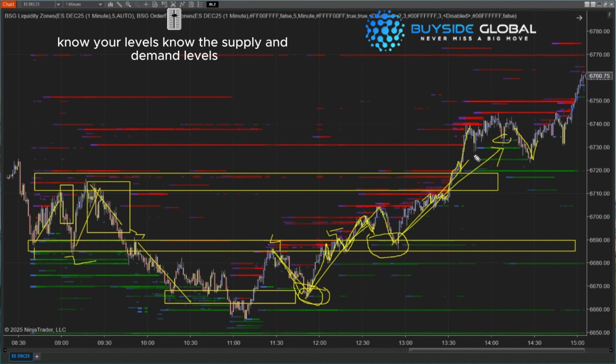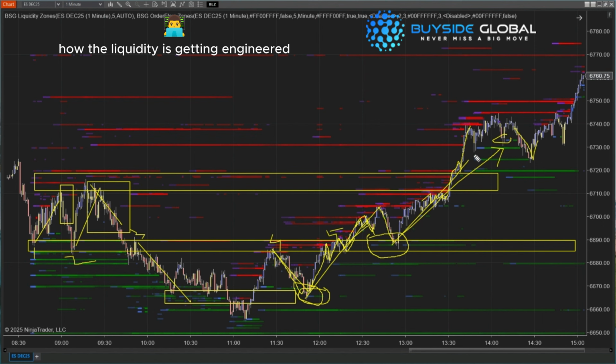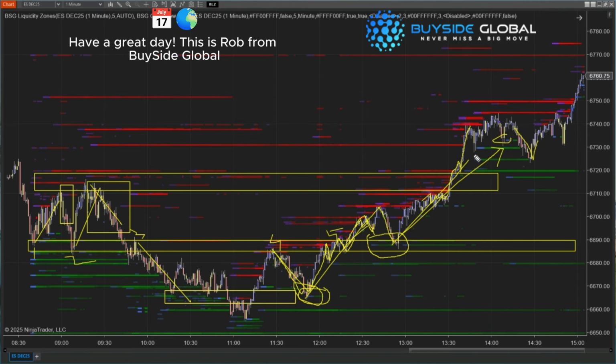Know your levels, know the supply and demand levels, know the liquidity, how the liquidity is formed, how the liquidity is getting engineered, how the liquidity is swept and rejected.